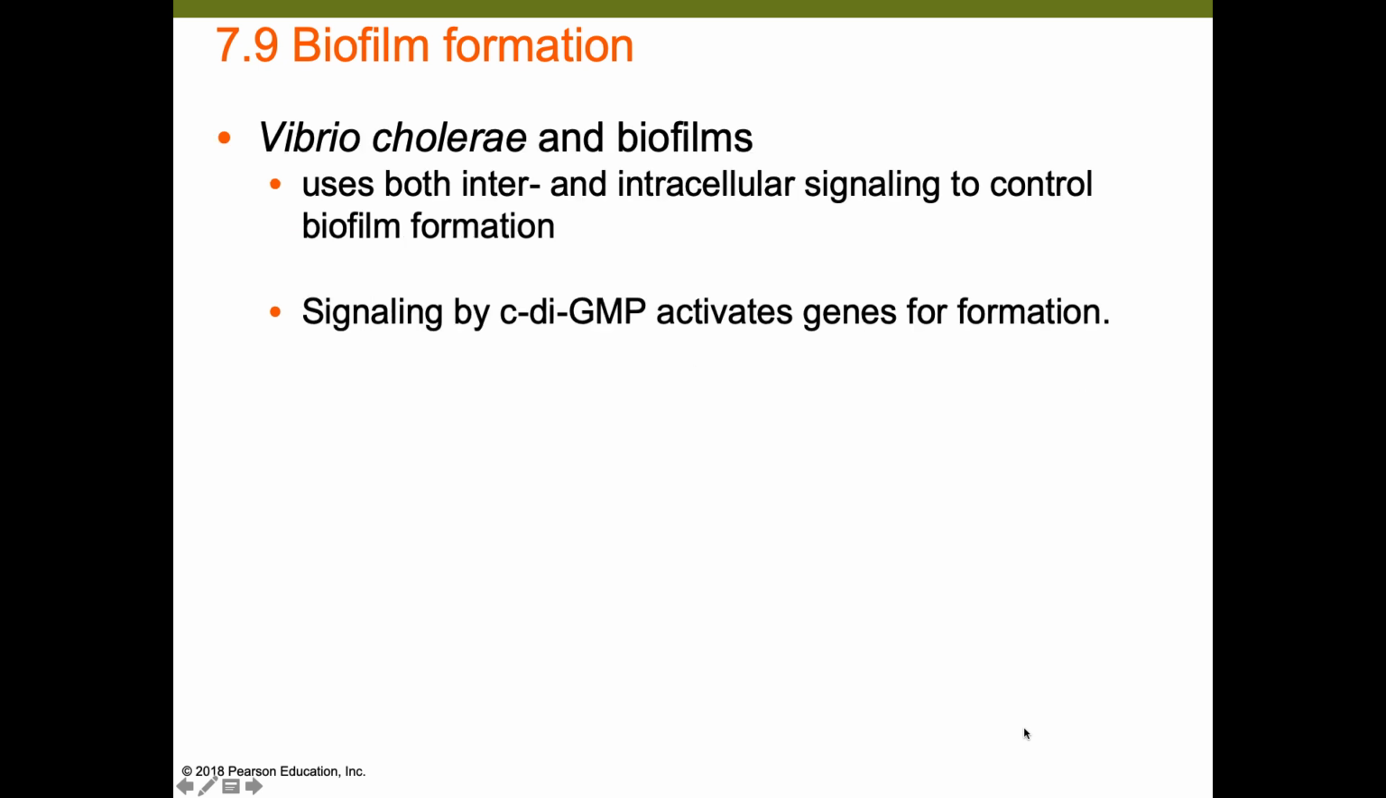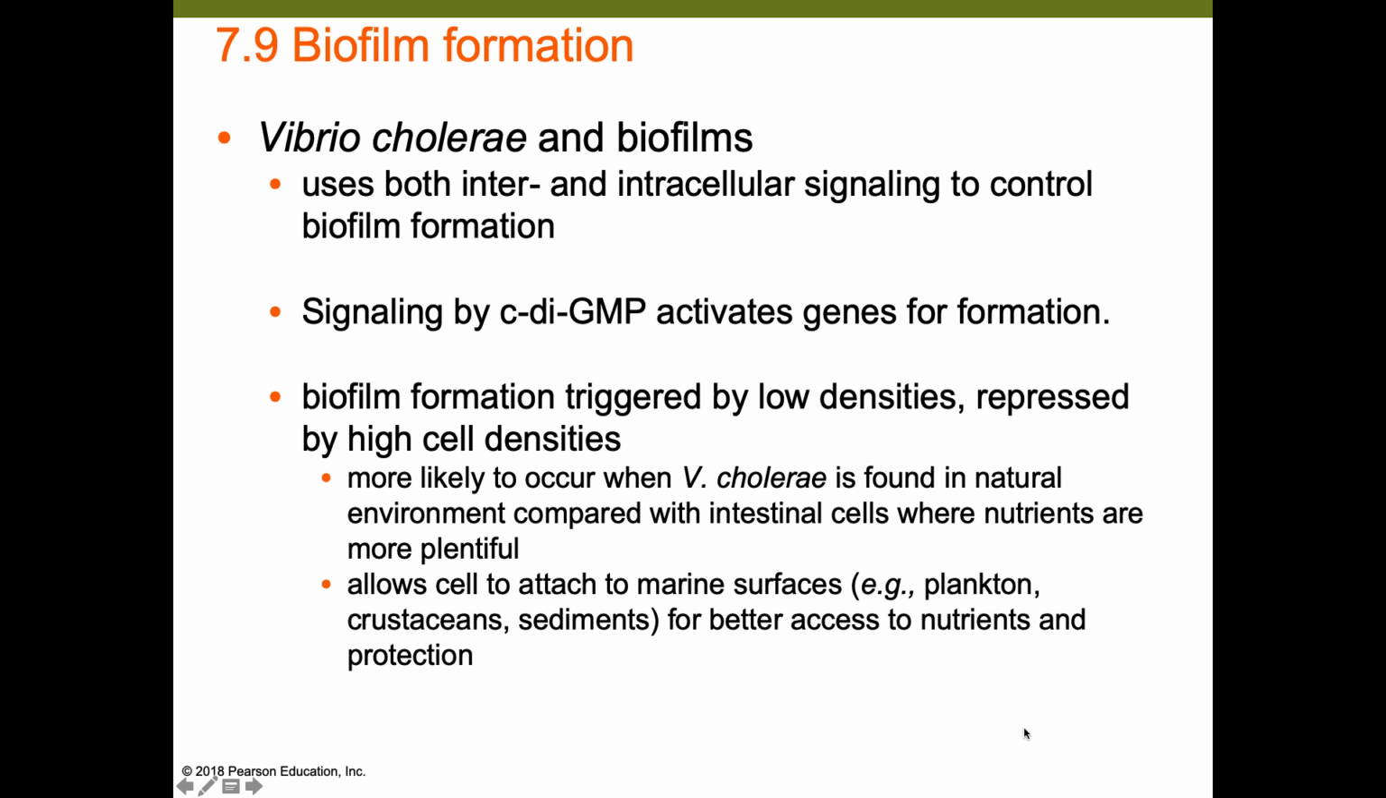In Vibrio, we see something a little bit different. In Vibrio cholera, we also form biofilms. However, unlike in Pseudomonas aeruginosa, in Vibrio cholera, we form biofilms at low densities. So they use inter and intracellular signaling to control biofilm formation. They use cyclic GMP to regulate those genes, so the turning off of the flagellum, secretion of the polysaccharide. But in this case, Vibrio cholera forms biofilms when they are at low densities.